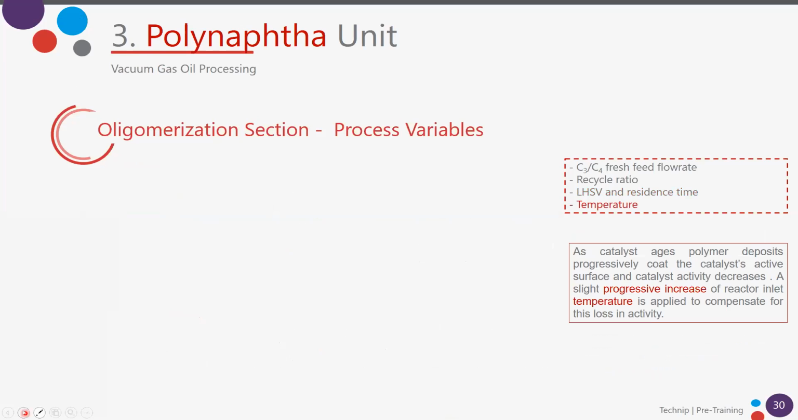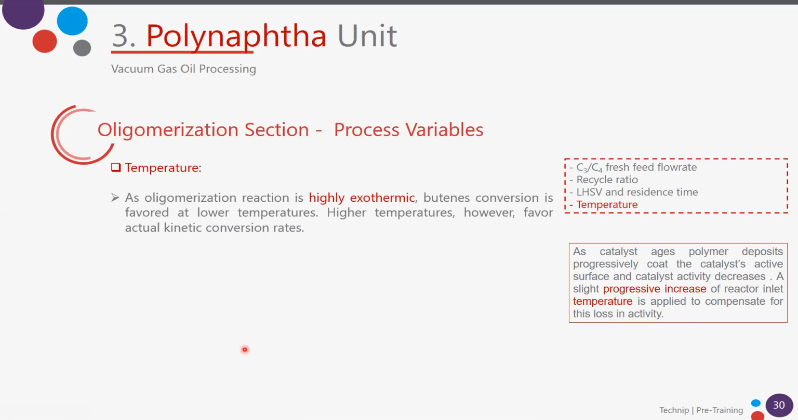Also, an important parameter of this section is the temperature. We see here that as the catalyst ages, polymer deposits progressively coat the catalyst surface and catalyst activity decreases. So, as in other units that we have seen, we have to increase the temperature to compensate for the loss of activity.